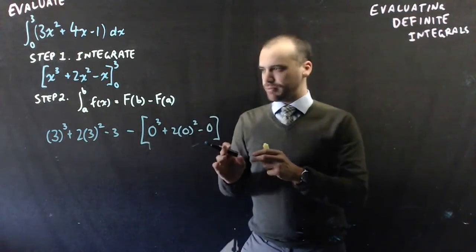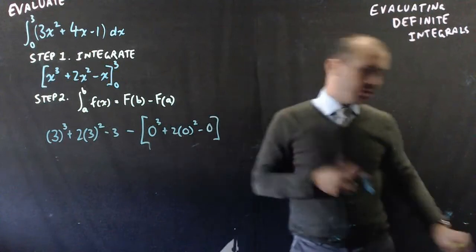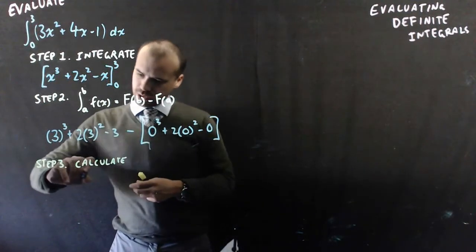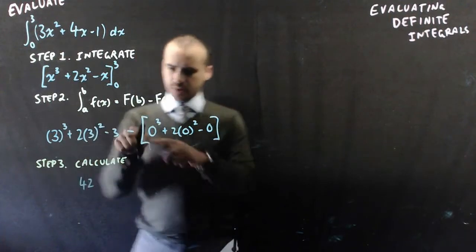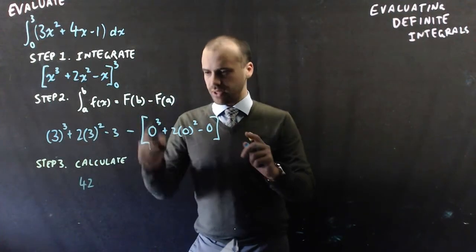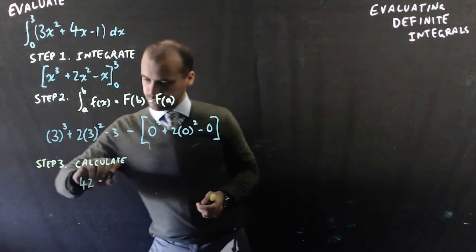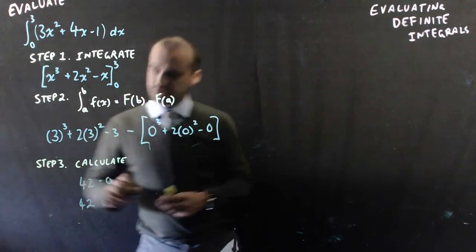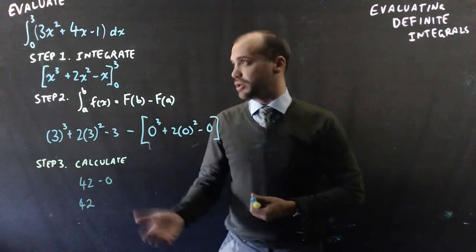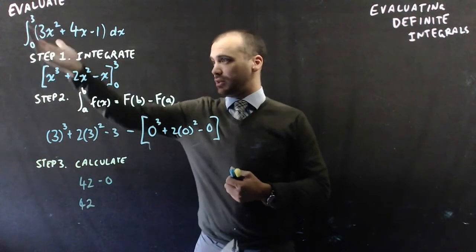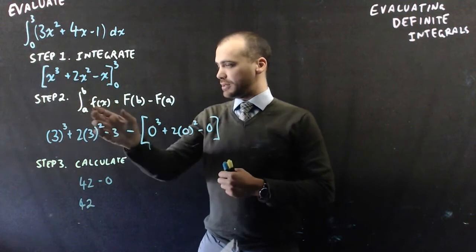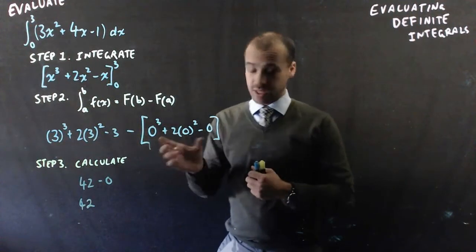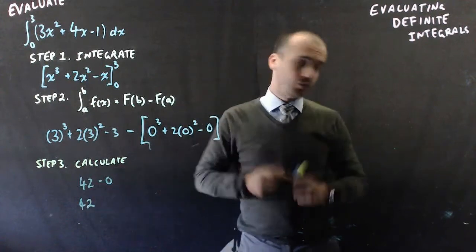Alright, now I just need to calculate. So we're going to calculate that. This gives us 42 minus all of that, and that just happens to be 0. So we can say that our answer is 42. So if we want to know the definite integral of that, integrate, sub in our b and a values, subtract one from the other, answer 42.